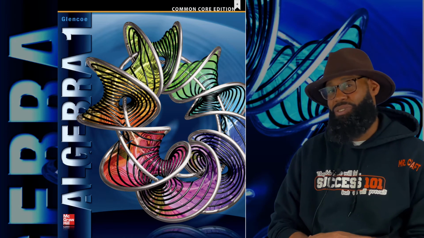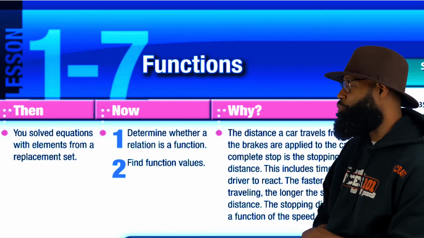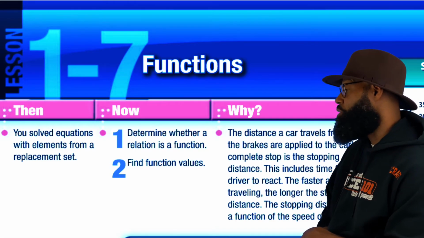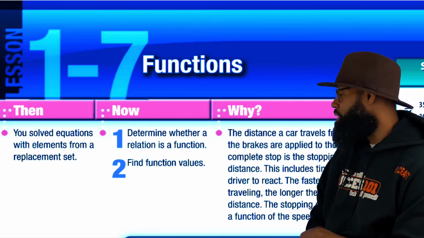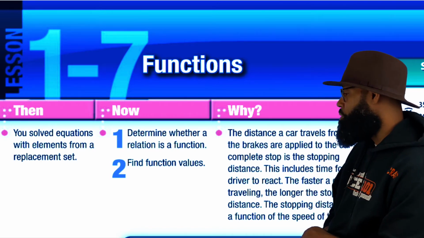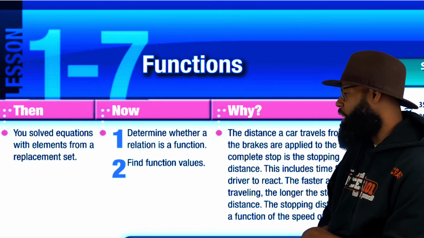That's right. So let's read up on it. Let's see what they got, guys. Chapter 1, Lesson 7, Functions. Objective 1, determine whether a relation is a function. Objective 2, find function values.